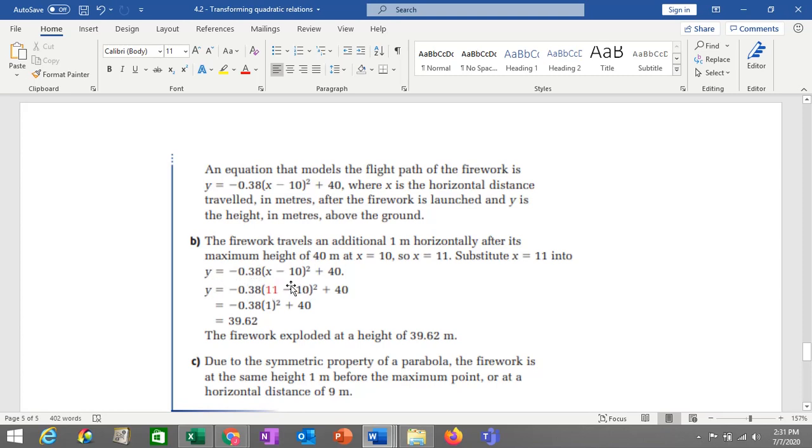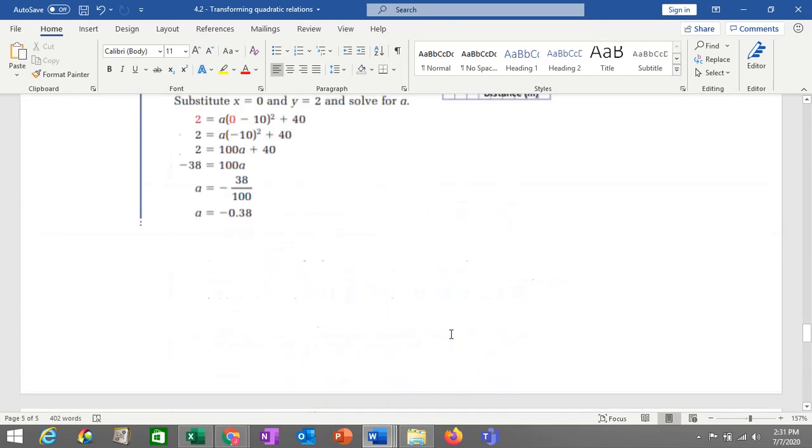So remember, brackets first. 11 minus 10 is 1. 1 squared is just 1. So that's still going to be negative 0.38 plus 40. And when you add those two numbers together, you get 39.62. So the firework explodes at a height of 39.62 meters. Okay, that's it. That's a simple question.